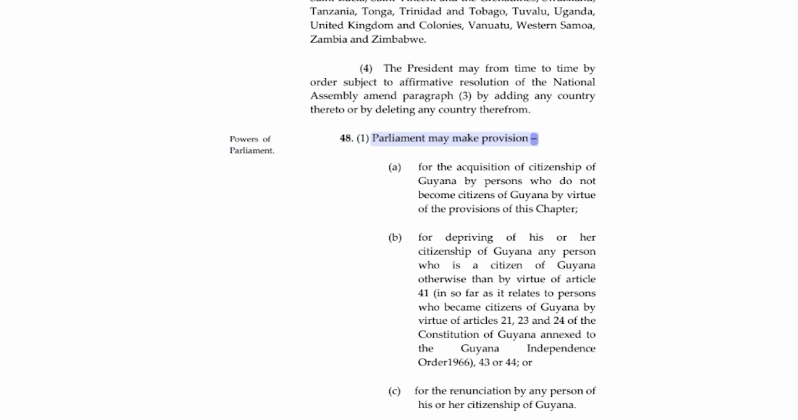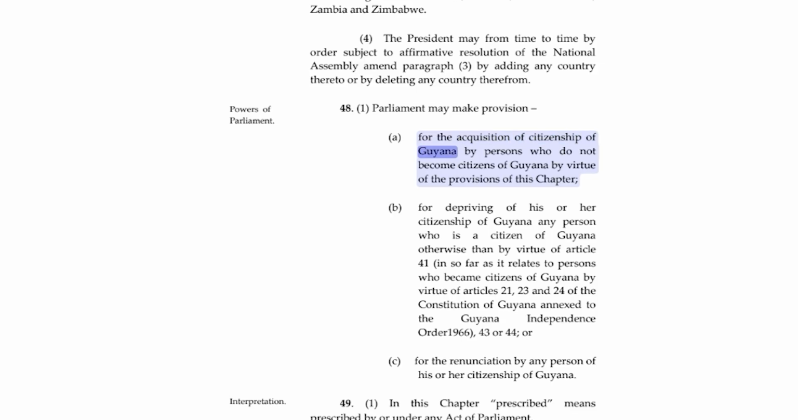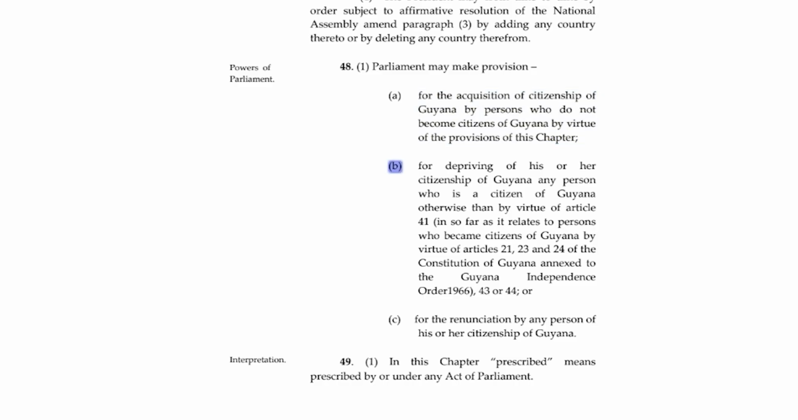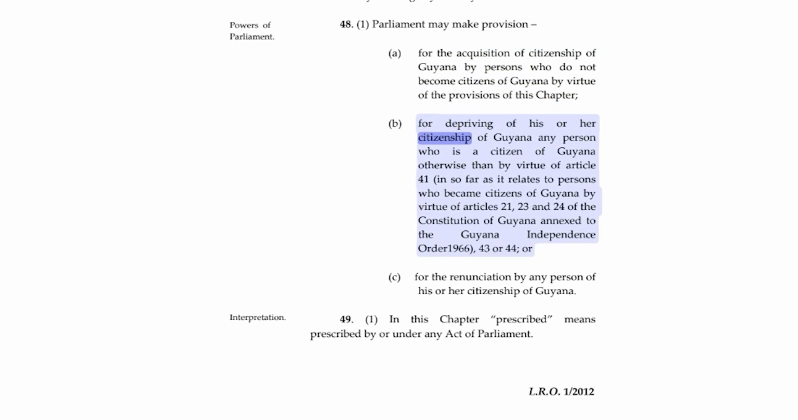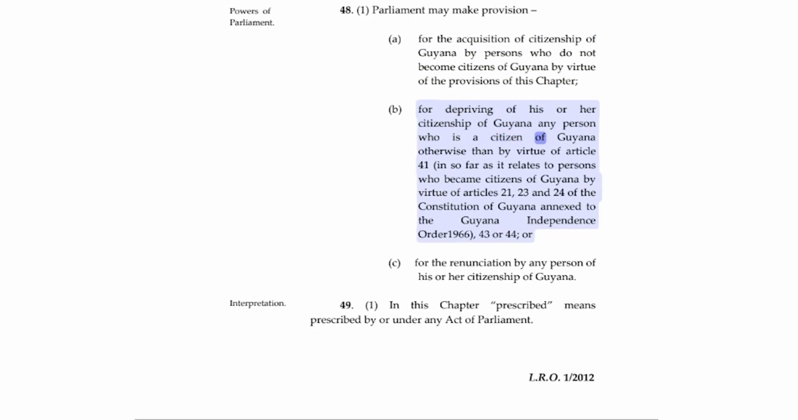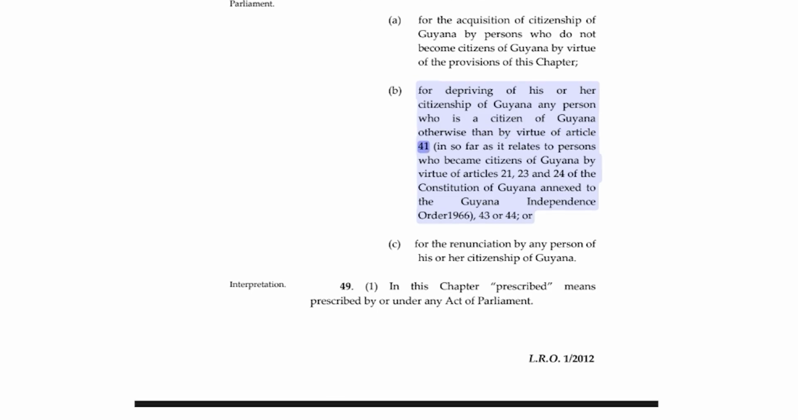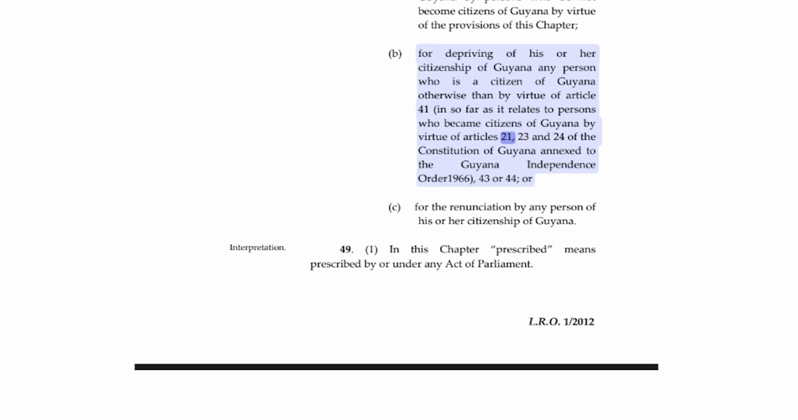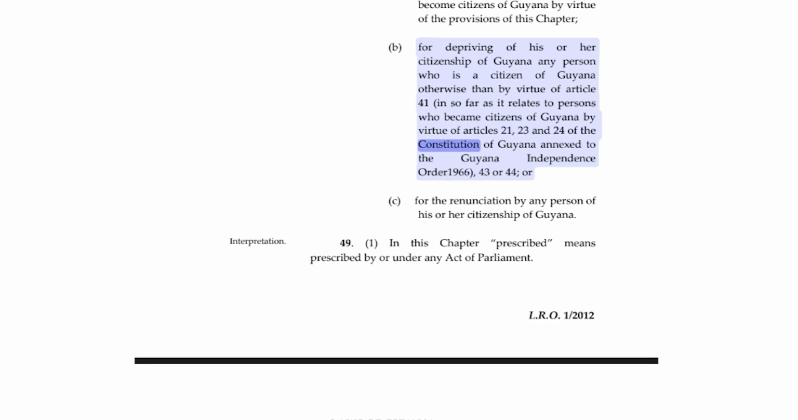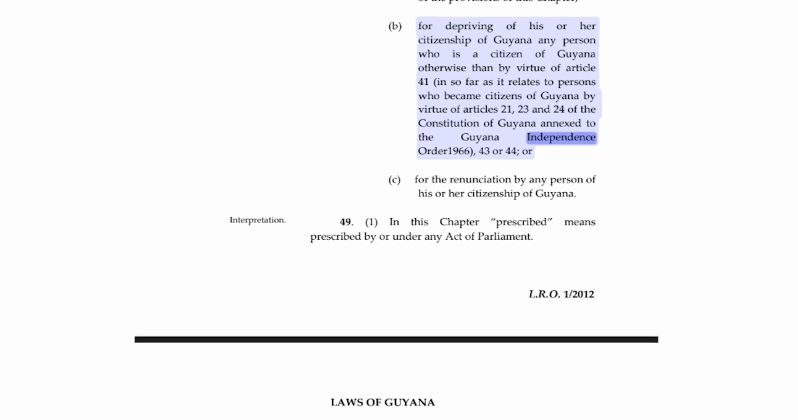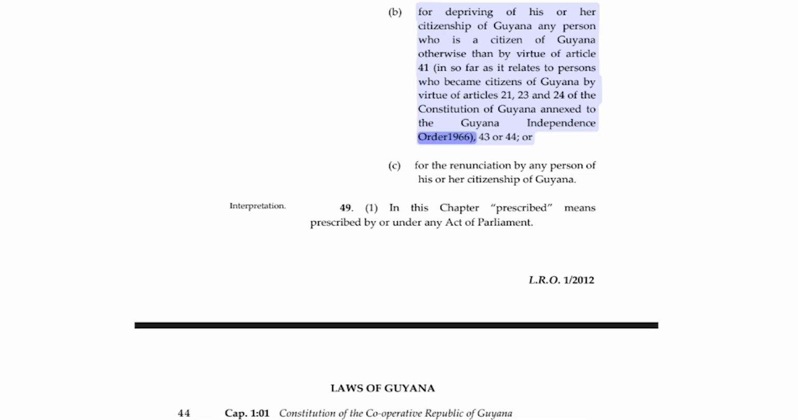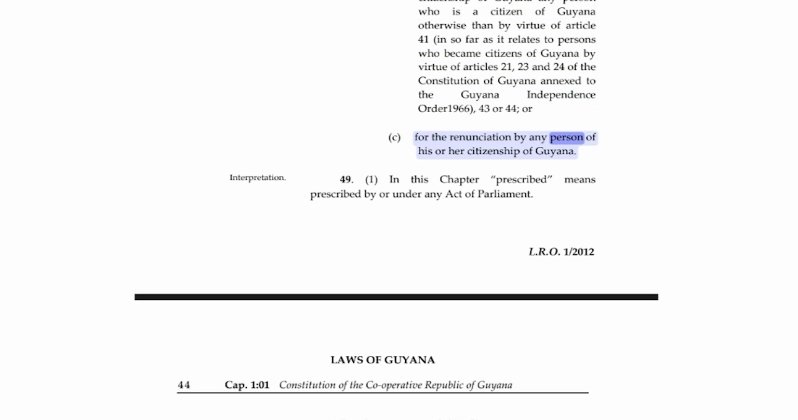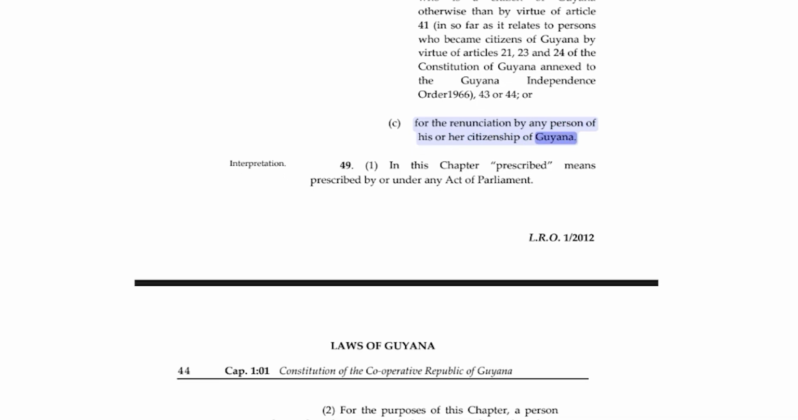Parliament may make provision, (a) for the acquisition of citizenship of Guyana by persons who do not become citizens of Guyana by virtue of the provisions of this chapter; (b) for depriving of his or her citizenship of Guyana any person who is a citizen of Guyana otherwise than by virtue of Article 41, insofar as it relates to persons who became citizens of Guyana by virtue of Articles 21, 23, and 24 of the Constitution of Guyana annexed to the Guyana Independence Order 1966, 43 or 44; or (c) for the renunciation by any person of his or her citizenship of Guyana.